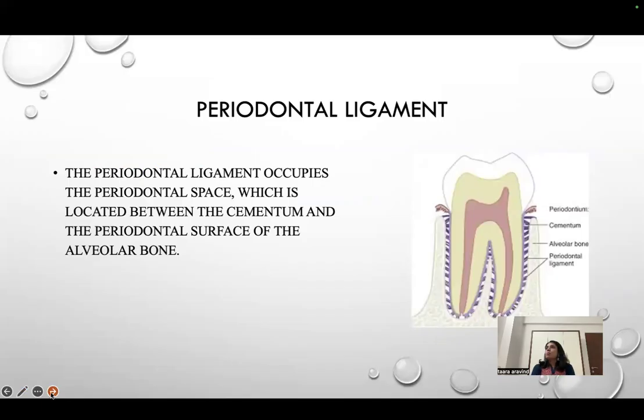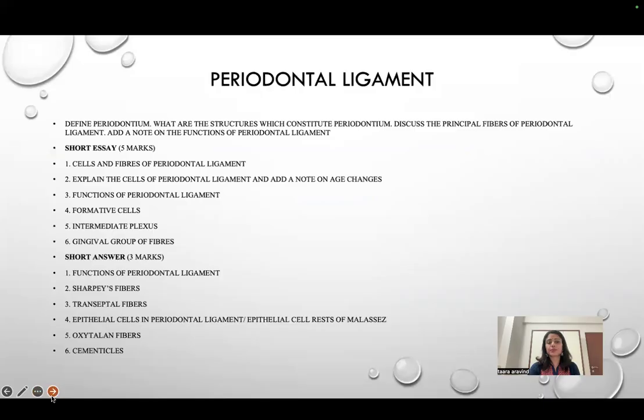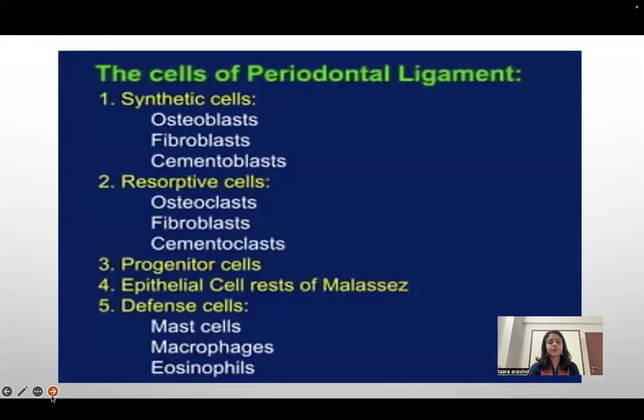The next topic is the periodontal ligament. The periodontal ligament occupies the periodontal space, which is located between the cementum and the periodontal surface of the alveolar bone. The periodontal ligament is a fibrous connective tissue that is noticeably cellular and contains numerous blood vessels. It comprises cells as well as extracellular matrix consisting of fibers and ground substance.